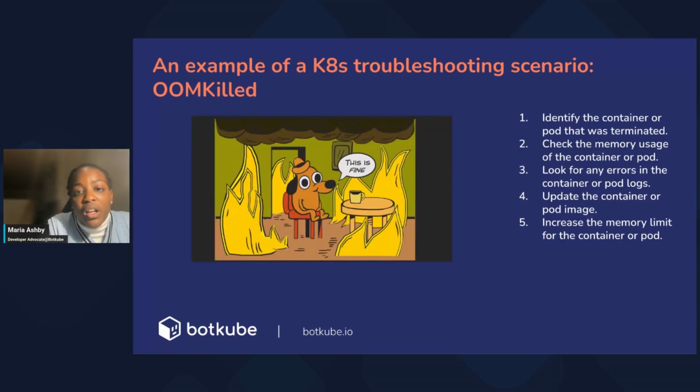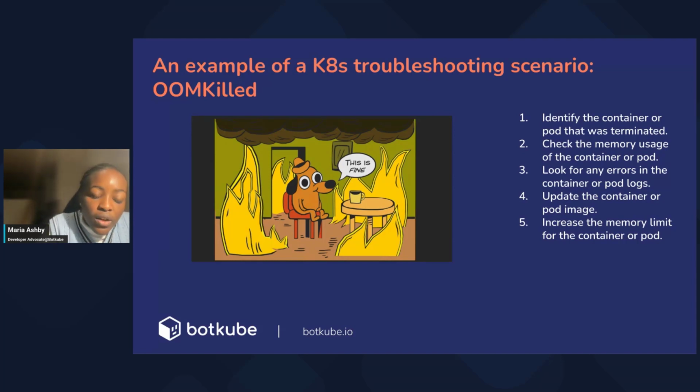So one example of a Kubernetes troubleshooting scenario is an OOM killed error. This is one of the most common kubectl errors that you could receive. And this basically just means that when there is not enough memory, Kubernetes will kill the pod and go through a cycling process until the memory is resolved.